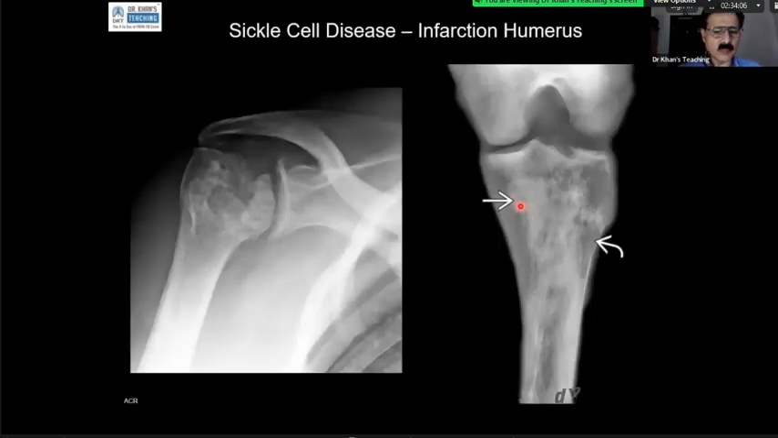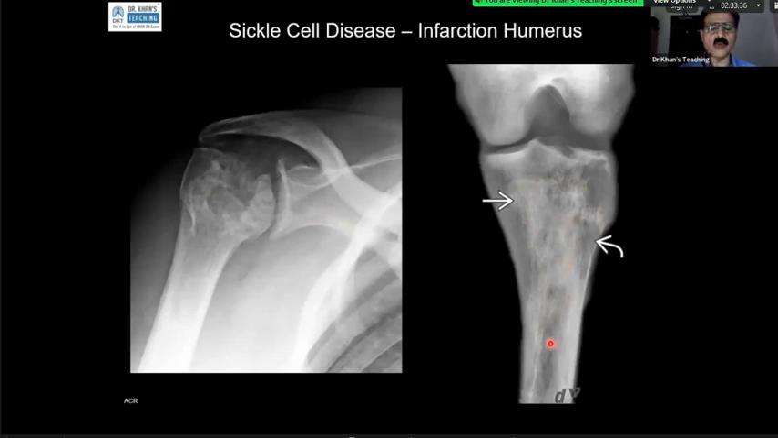Okay, other examples of avascular necrosis in sickle cell disease. If you can see here, there is secondary OA. Look at the glenohumeral joint. It is completely irregular, and maybe a subchondral geode is present there. Now, on the other hand, here you can see a lot of patchy calcification which extends into the medullary cavity.